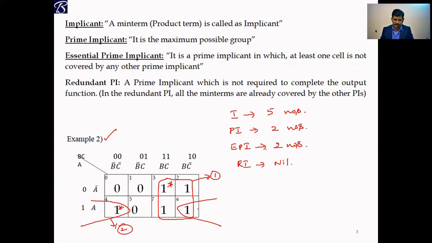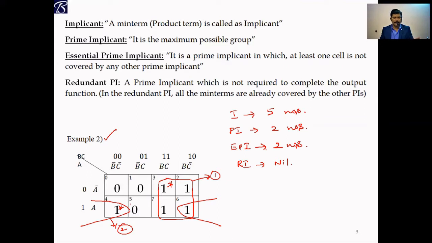If you consider this first group, the first minterm, then all these, cell number 3 to cell number 7, are not covered. If you consider group 2, this cell number 4 is not covered by any other group. Even though cell number 6 is covered by the first group, cell number 4 is not covered by any other group. That's why this becomes an essential prime implicant.